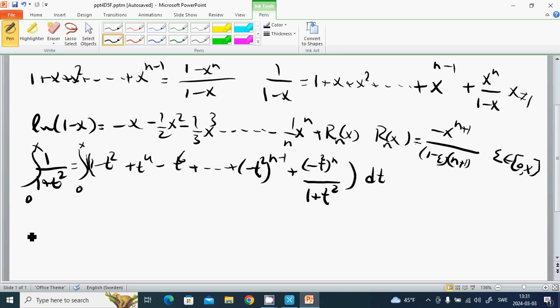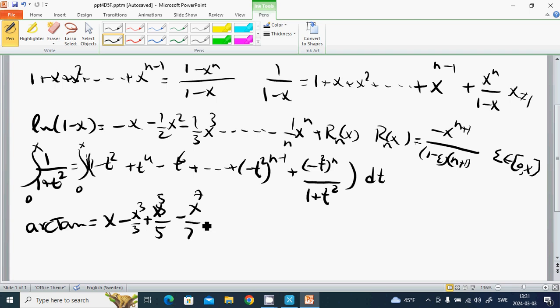Then this one is arctan. It is going to be x minus x cubed divided by 3 plus x to the fifth divided by 5 minus x to the seventh divided by 7, and so on, plus minus 1 to the power n minus 1 divided by 2n minus 1 times x to the power 2n minus 1.